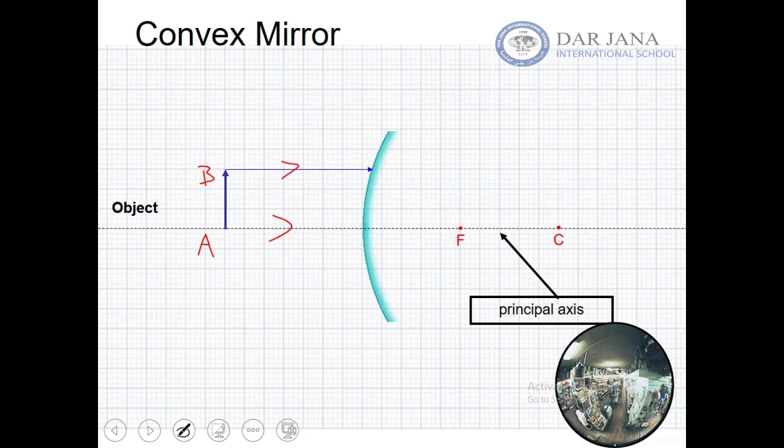Again, this is a very important step. Any light ray parallel to the principal axis should pass through point F. In this case, the light ray cannot penetrate inside, so its reflection will be in this form. Why? It looks like it's passing through point F when you elongate the reflected ray. That's why it will be in this form.